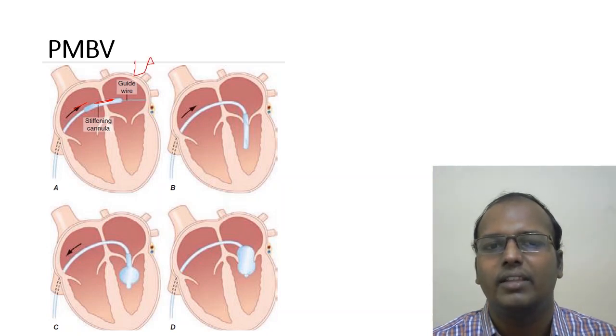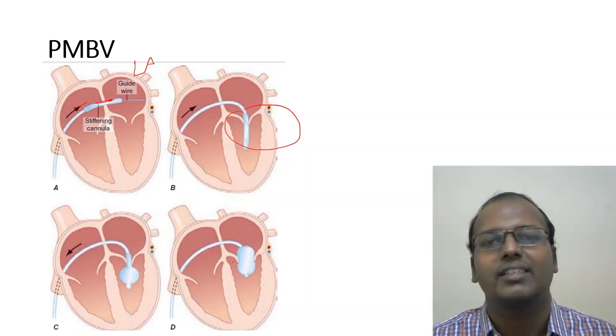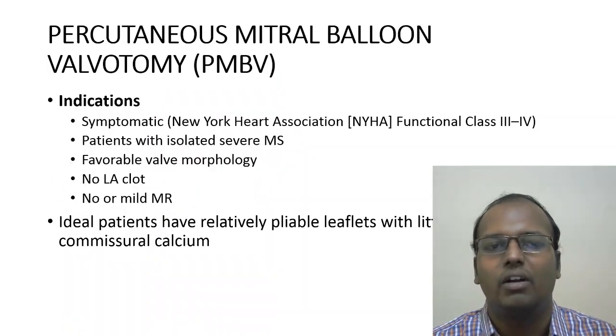Left atrium, you will go. Then you will enter across the valve. You will insert the catheter into the valve. Then you will dilate the balloon, and the valve will open. Then you will take it off. This is called percutaneous mitral balloon valvotomy.